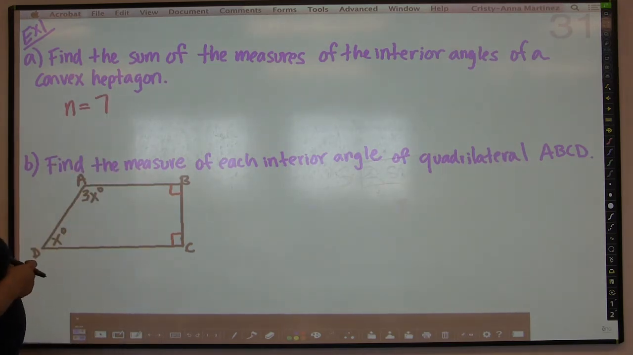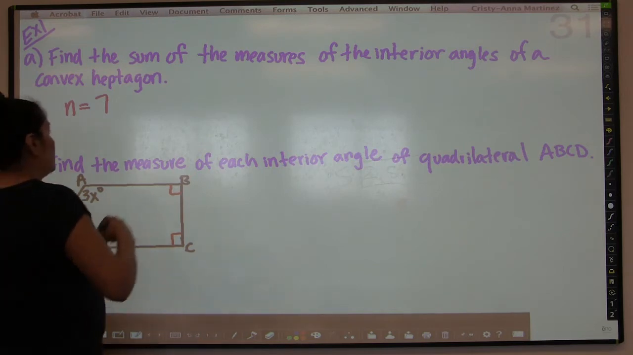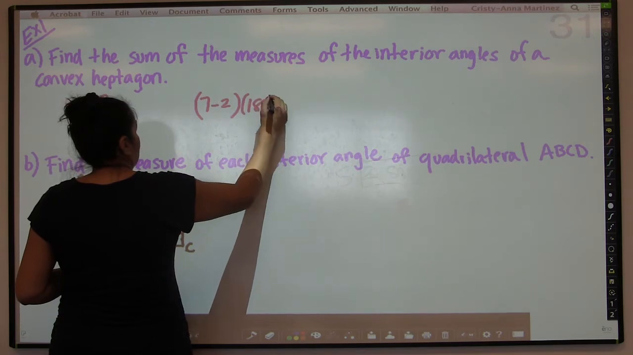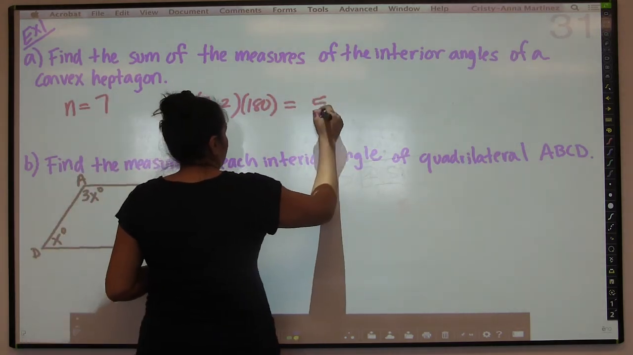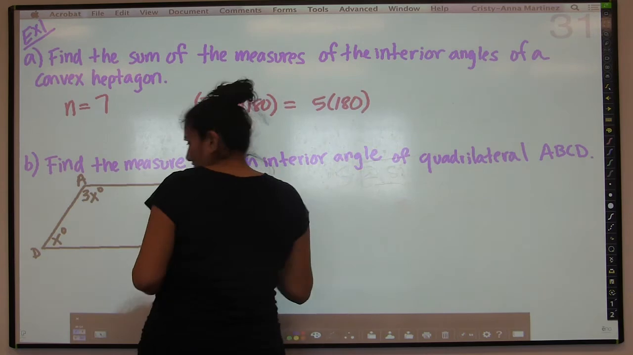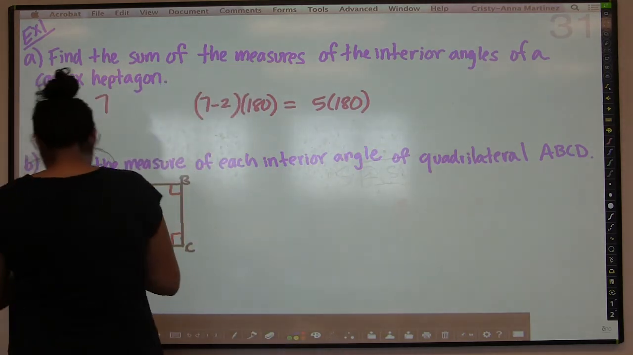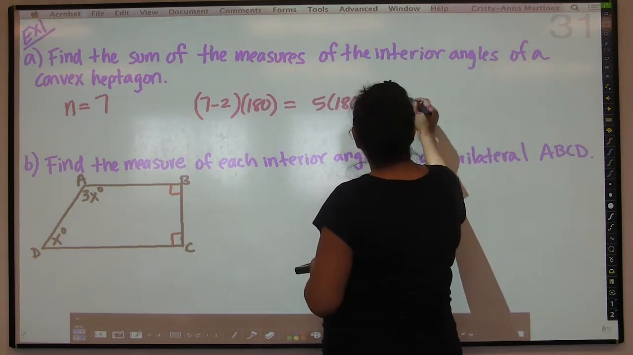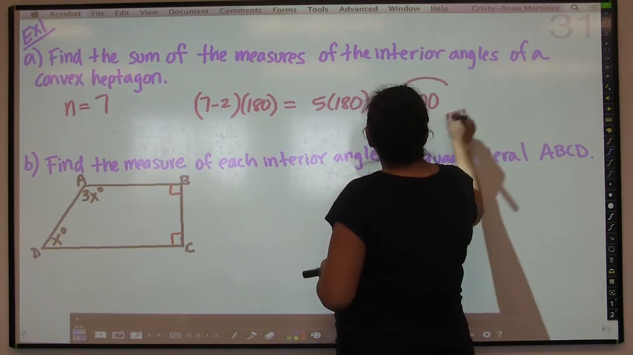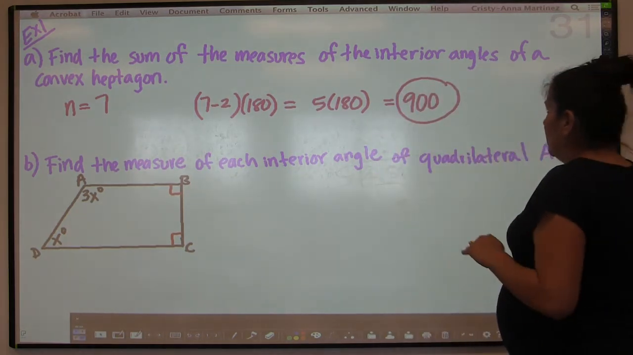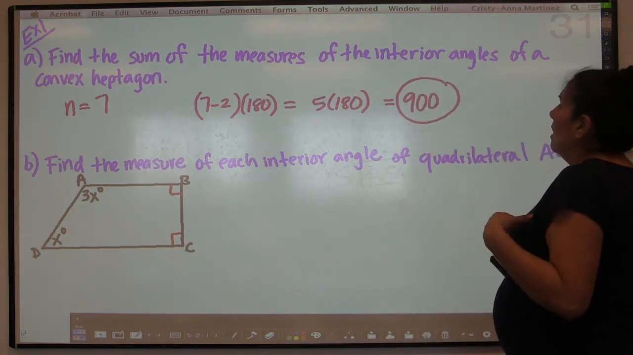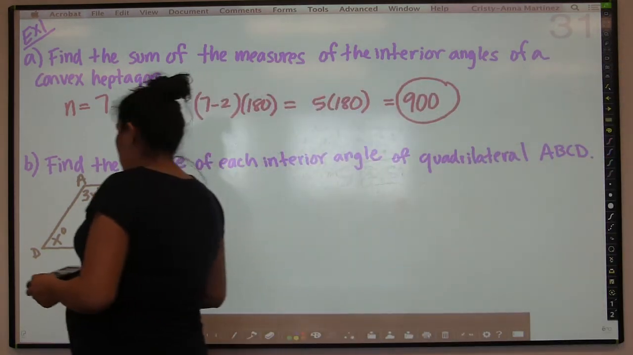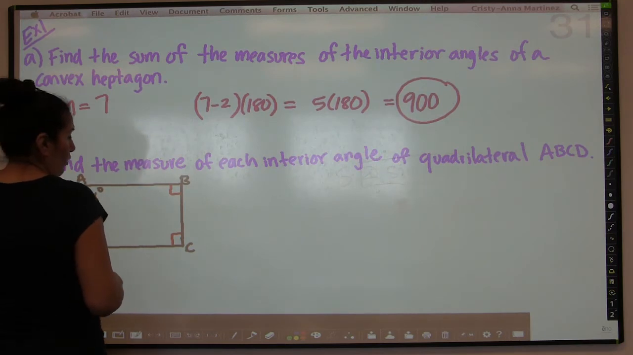So the sum of the measures of the interior angles of a convex heptagon is going to be n minus 2, so 7 minus 2, times 180. 7 minus 2 is 5, and 5 times 180 is going to be 900. So when I add up all of the measures of the interior angles of a heptagon, I'm going to get 900 degrees.